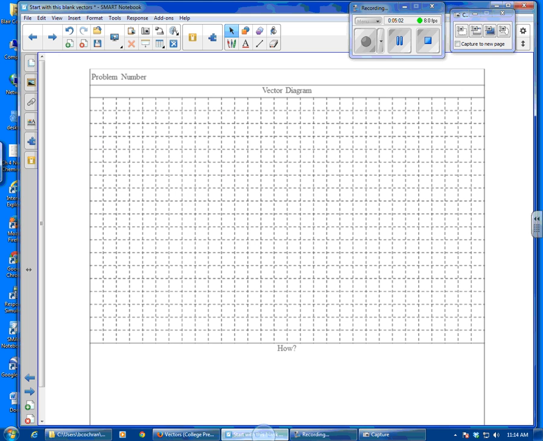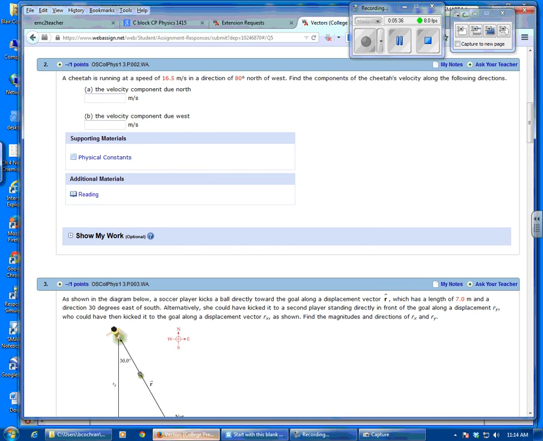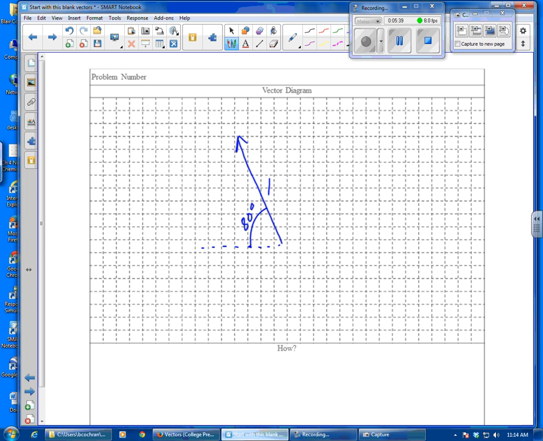So north of west is going to be somewhere in this direction. And west is here, and it's telling me I'm starting at west, and I'm pulling 80 degrees north. That's north of west. And so that's my vector, and it tells me its magnitude is 16.5 meters per second.